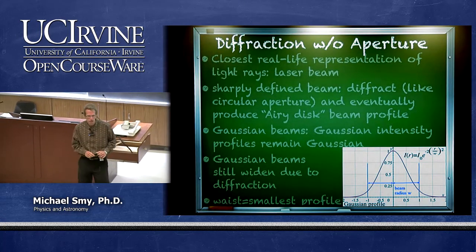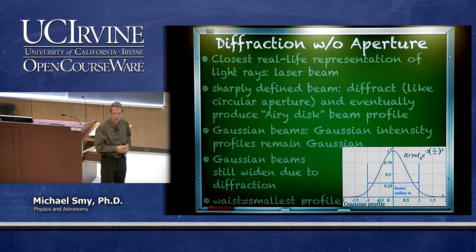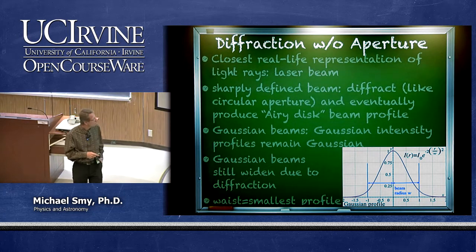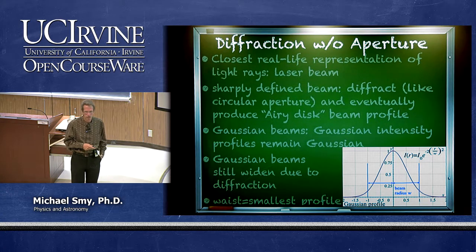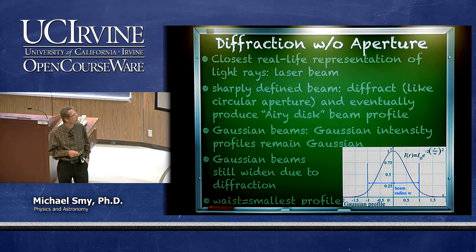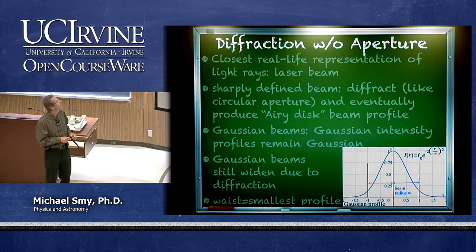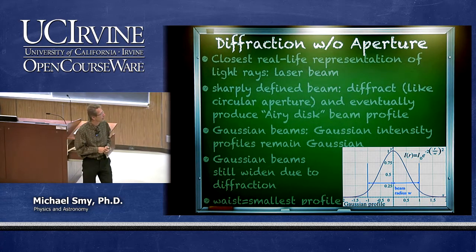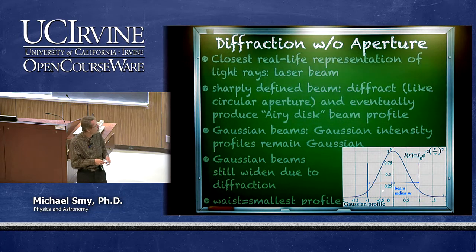I want to conclude our discussion of diffraction with the observation that you get diffraction even when you don't have apertures. For example, the closest real-life representation we have of our light rays that we considered in geometric optics are laser beams, like my laser pointer here. And those can be represented as Gaussian beams. And with Gaussian beams, we mean that the intensity as a function of distance away from the beam, the radial distance, looks like a Gaussian function. So I've plotted one here.